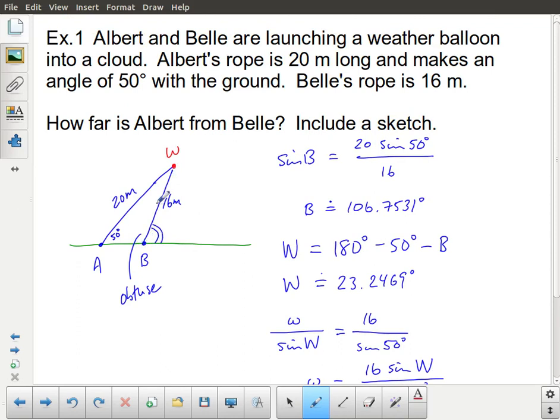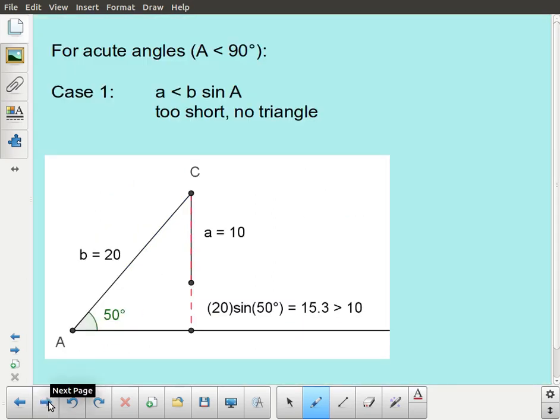You can have a somewhat realistic situation. It's not so hard to imagine two people flying a balloon, and under those conditions, you can have two answers. So how do we explain that? I've got some pre-made diagrams here that I'm just going to go through.